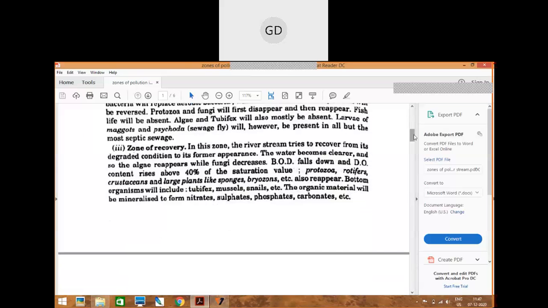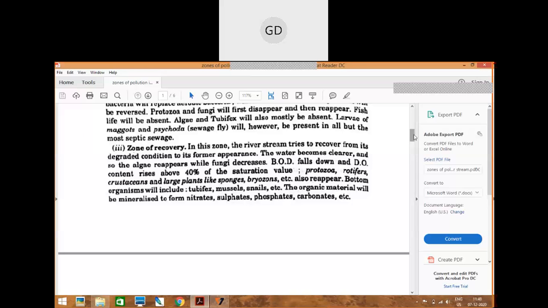Now, the next one is your zone of recovery. From the name itself, it is recovery, like it is trying to recover something. So in this zone, what happens? The river stream tries to recover from its degraded condition to its former appearance. Since in the zone of active decomposition the river water was so much polluted, now in this zone of recovery it tries to recover to its former appearance. So the water becomes clearer, and the algae reappears while the fungi decreases.